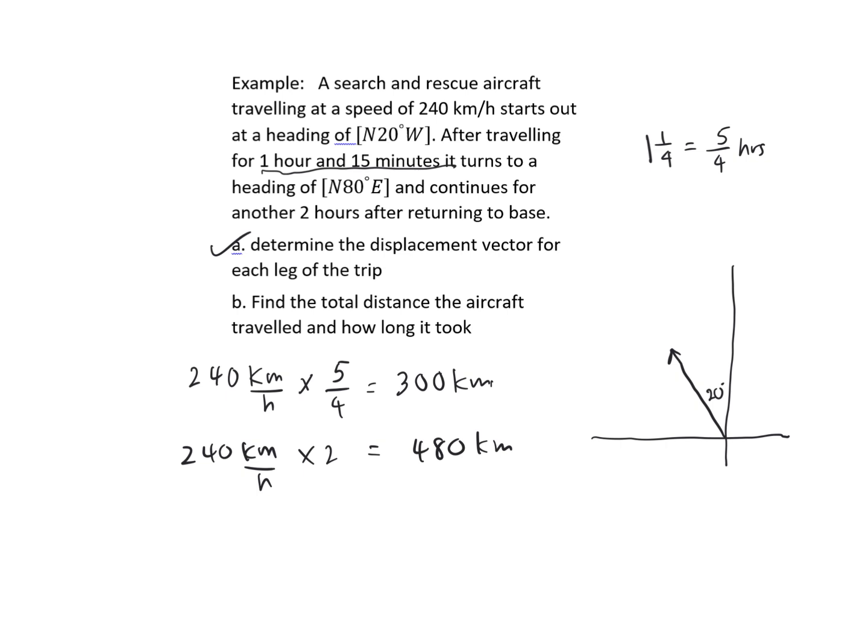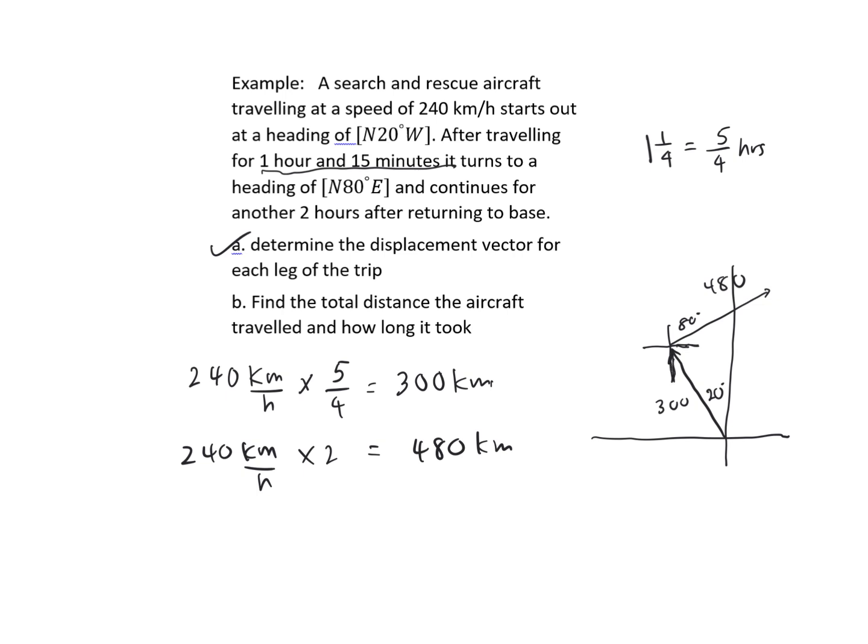And then from there, I'm going to draw a second quadrant. That will be my starting point for the next leg. It's going north 80 towards the east. So north 80 towards the east is approximately there. So the first leg, they're traveling 300. The second leg, they're traveling 480. So I want to find the angle in between these two sides.